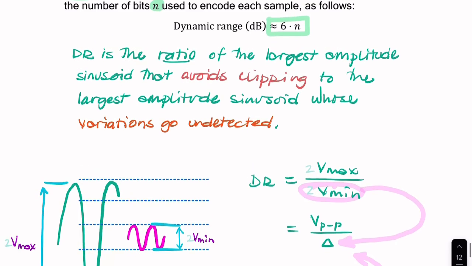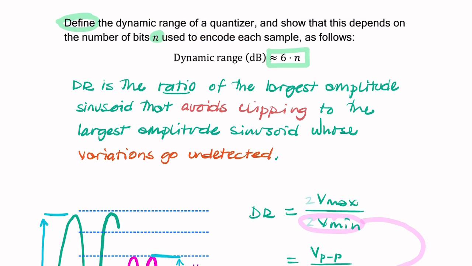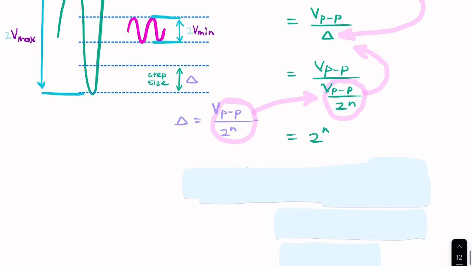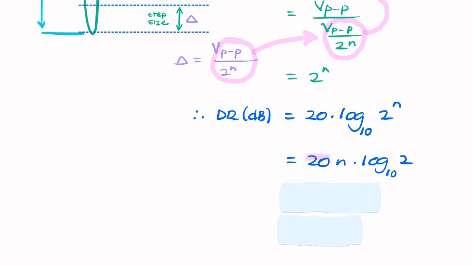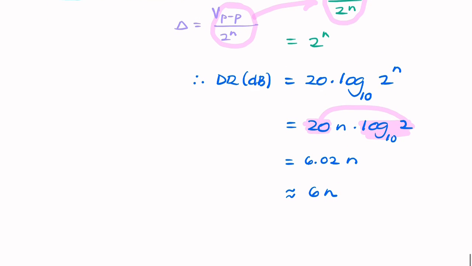So that is your dynamic range, but not in decibels. To convert to decibels, we take the logarithm of that, or 20 times the logarithm of that. So 20 times log base 10 of 2 to the n. If you multiply 20 by n, you end up with 20n log 2, and 20 multiplied by log 2 to the base 10 will give you 6.02, which is close enough to 6. So that's your dynamic range in decibels.